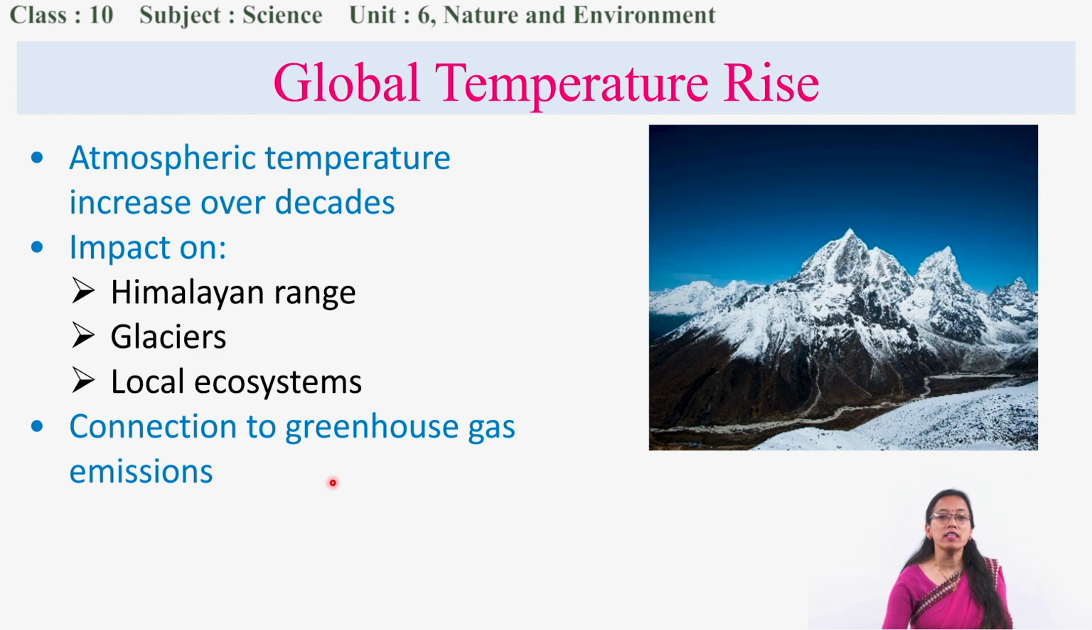Mainly it is connected with greenhouse gas emission. That means this rise in temperature is because of the increase in the amount of greenhouse gases, which we have already learned about in the previous class. The main cause of climate change is the excessive emission of greenhouse gases.